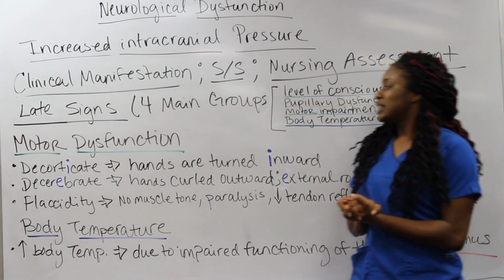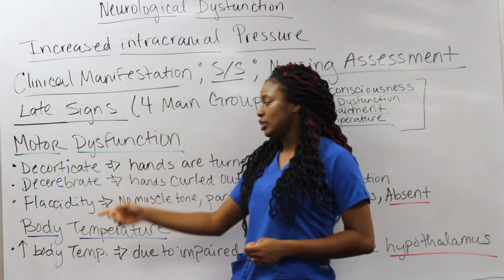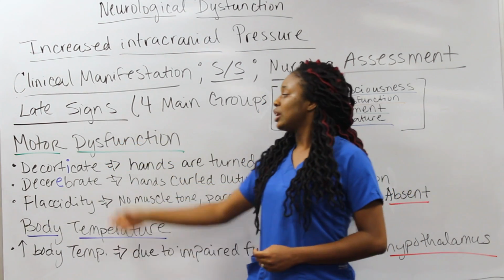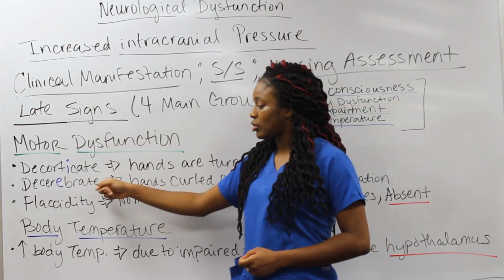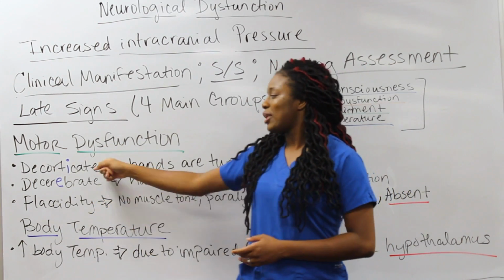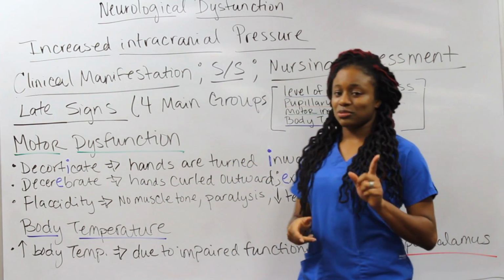Okay. So the late stages of motor dysfunction are going to be decorticate, decerebrate, and flaccidity, and it's going to happen in that order. This is bad, this is worse, this is the worst. Or bad, baddest, and then worse, how about that, since baddest is a word.